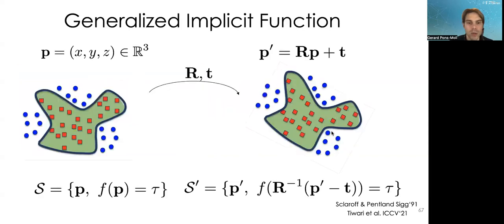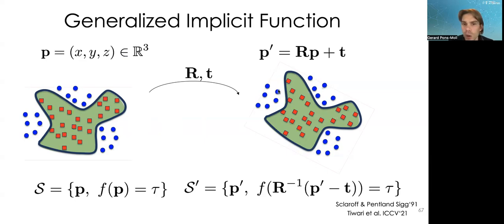So to solve this problem, we build on ideas that were presented in computer graphics as far back as '91. Basically, the key challenge we have here is how do we apply deformations to an implicit function? And this can be easily done because if you want to apply a rotation and a translation to an implicit surface, basically what you need to know is the occupancy or the distance field in these posed new locations, P prime.